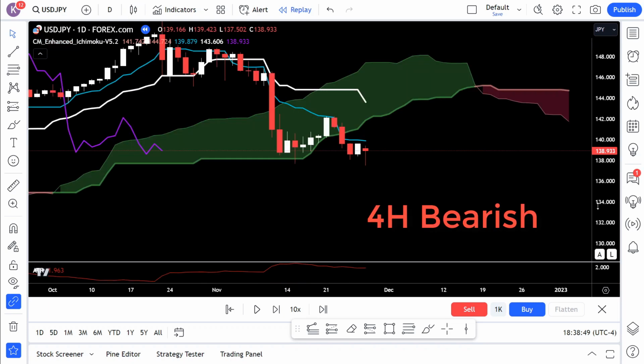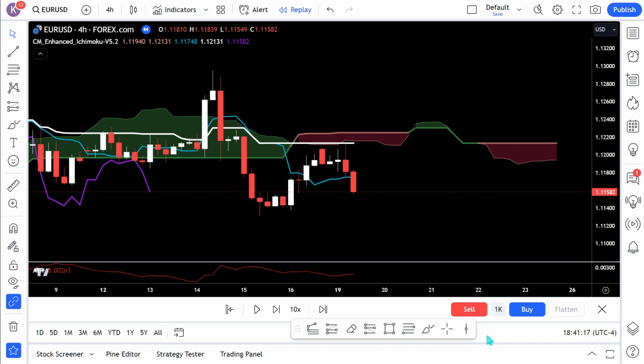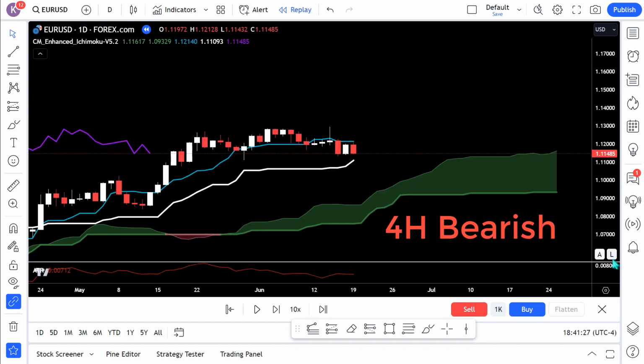So based on the daily chart, would you take the short trade or let it pass by? Once again, the daily lagging is inside the cloud, so we take all of these trades. On the 4-hour, we get a short signal. Based on the daily, what would you do here?